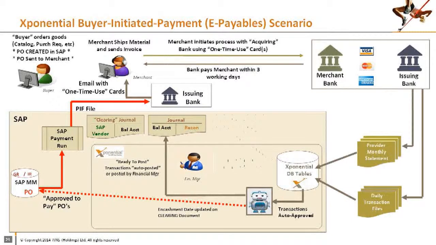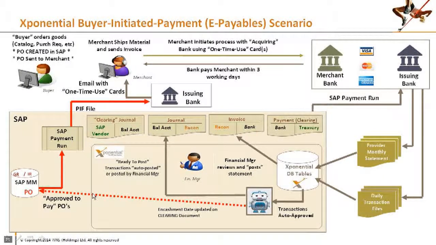And then at the end of the month, just like all the other scenarios, transactions come in the door on the statement file. We marry them up with the daily transactions, and then the monthly statement gets approved and posted, and then you pay your card issuer. So that's the end of that scenario as well. So those are the 4 scenarios that we work with today.